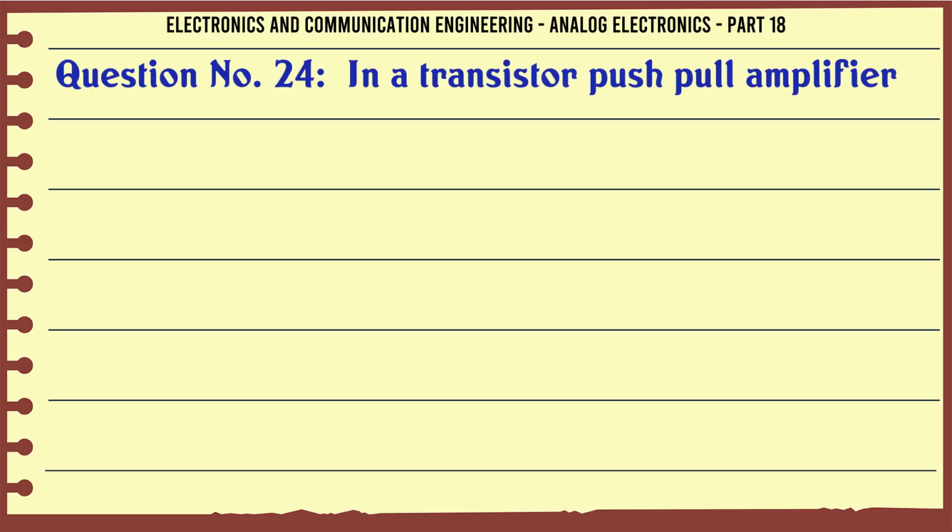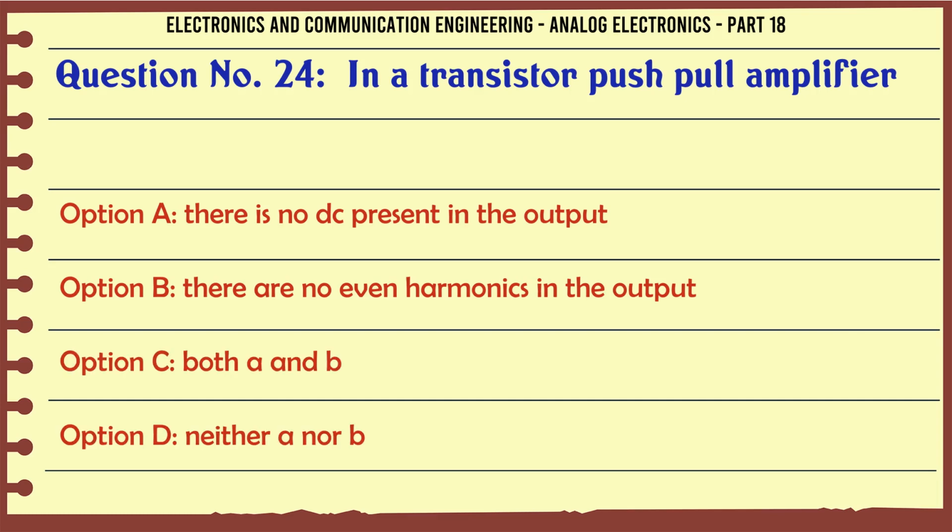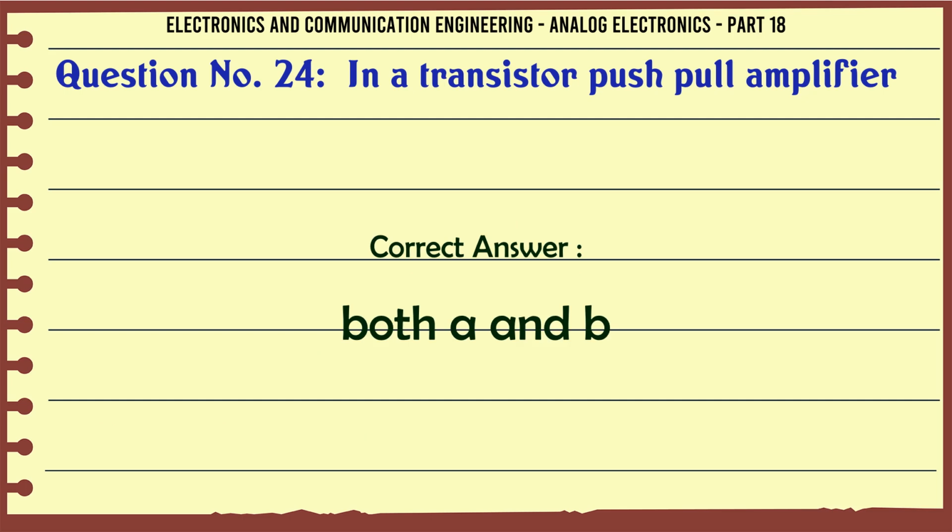In a transistor push-pull amplifier, A. there is no DC present in the output, B. there are no even harmonics in the output, C. both A and B, D. neither A nor B. The correct answer is both A and B.